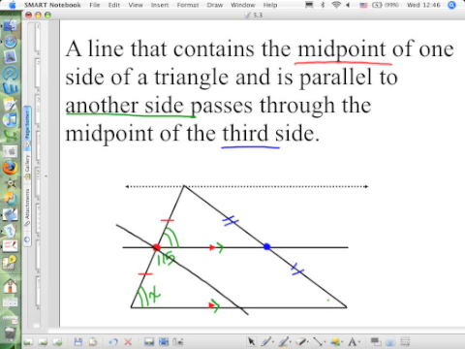It doesn't have to go through both of them, like the blue and the other. It can go through any two midpoints. So it has to go through two midpoints. Either these two, or these two, or these two. And then the left outside is the one it's parallel to.